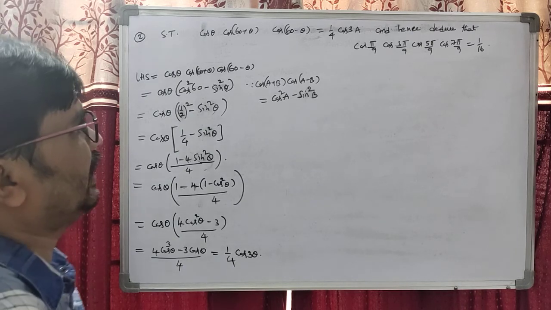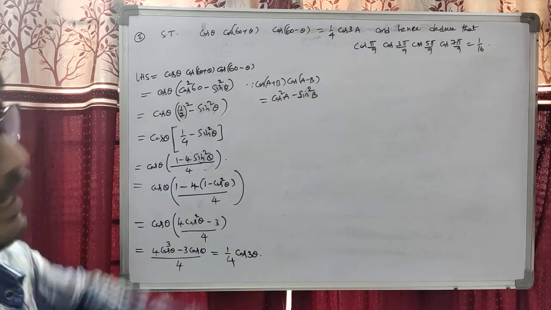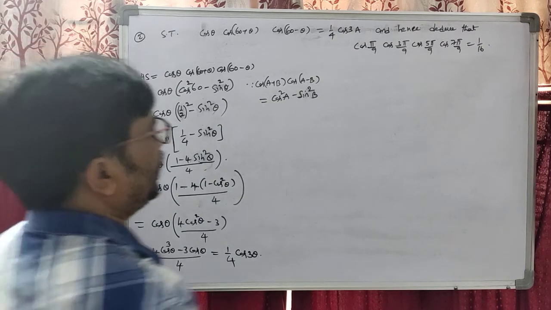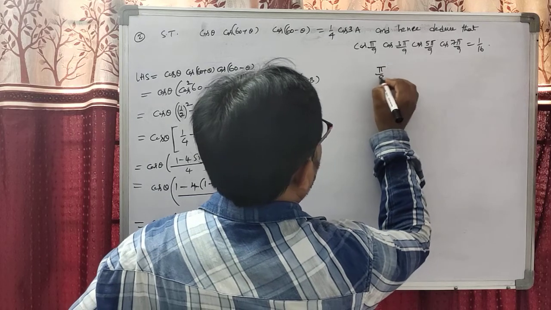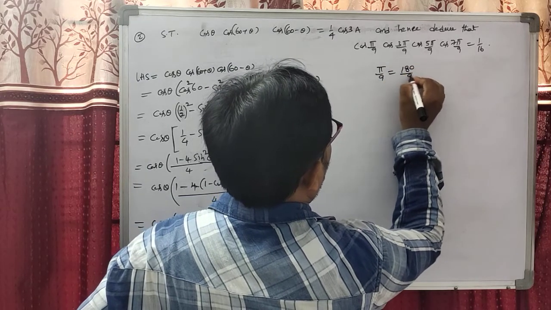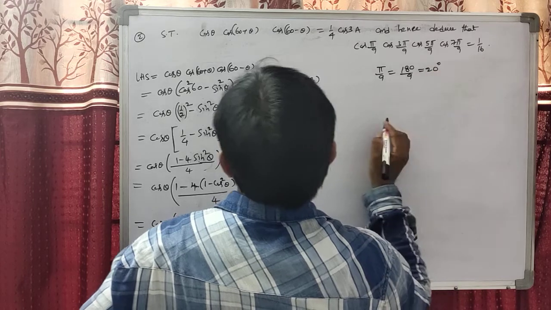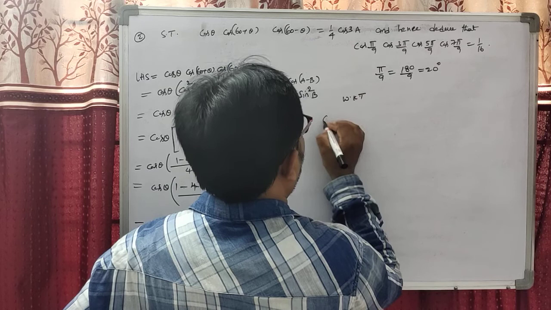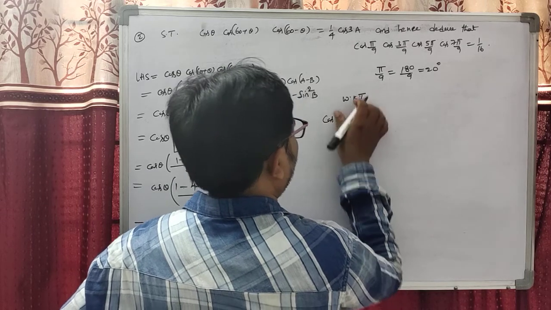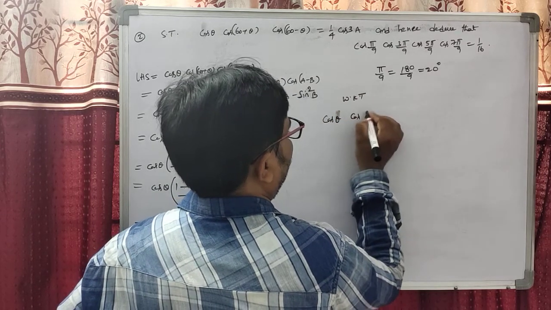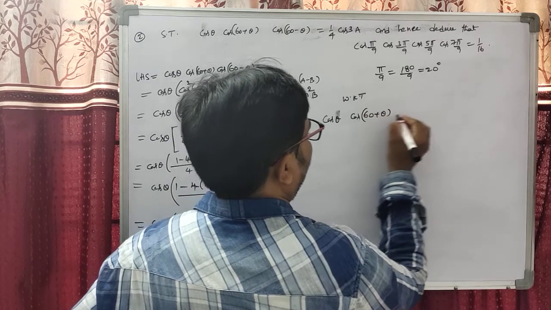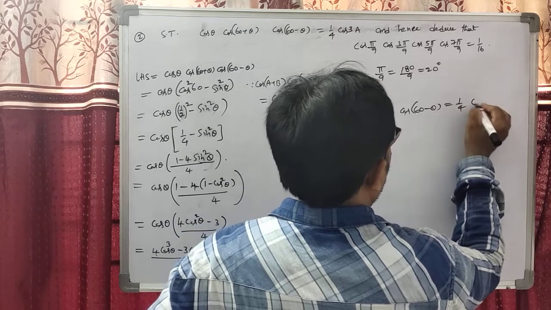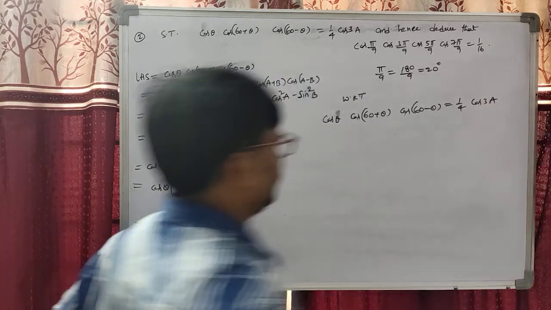So dear students, hence deduce that cos pi by 9, 3 pi by 9, 5 pi by 9, 7 pi by 9. Pi by 9 is nothing but 180 by 9, that is 20. So students, we know that just now we proved cos theta, cos of 60 plus theta, cos of 60 minus theta is 1 by 4 cos 3 theta.